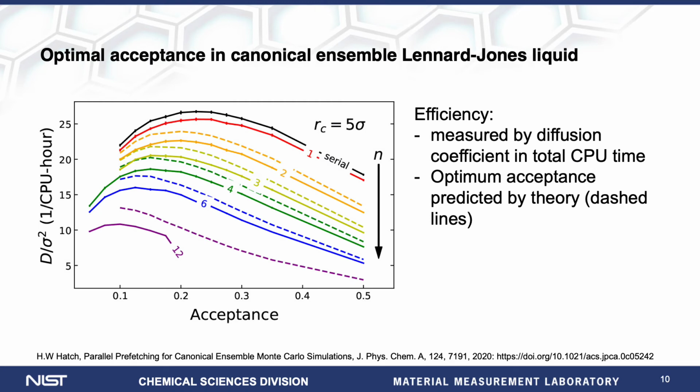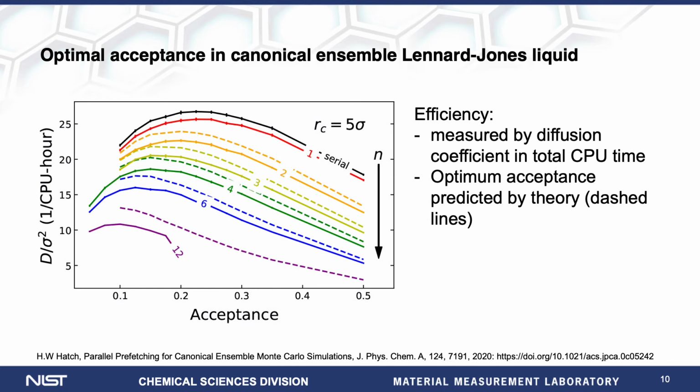Here I'm showing the diffusion coefficient and total CPU time as a function of the acceptance of a traditional single particle perturbation trial. The black line is the traditional serial simulation without prefetching, while the red line is prefetching with a single core, so you can already see a little bit of overhead that decreases the efficiency. The optimal serial efficiency around 20% acceptance was found a few decades ago, and this optimum is a result of a trade-off between making larger configurational changes with lower acceptance versus smaller configurational changes with higher acceptance. Now, when you consider prefetching with 2 or more processors, shown below, the optimum acceptance shifts to lower probabilities.